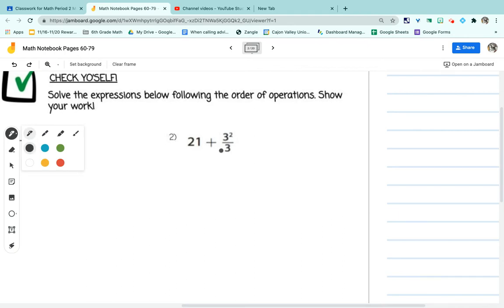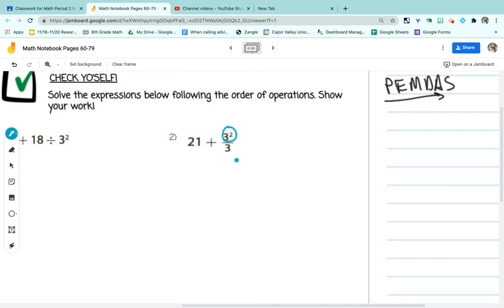Looking at this one, we have 21 plus 3 to the power of 2 divided by 3. This fraction, 3 to the power of 2 divided by 3, is not in parentheses. So looking at our order of operations, PEMDAS, if you remember that, let's write it over here for a little bit of a reminder. PEMDAS: parentheses, exponents, multiplication and division, addition and subtraction is the order we do this in. We go left to right like that. No parentheses, exponents, I have 1. So let's do that one first.